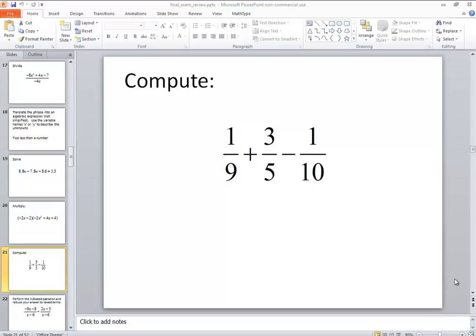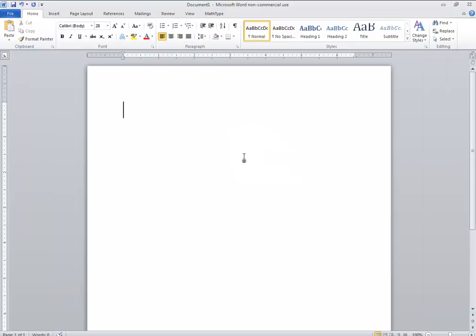Let's take a look at this problem. We want to compute this. We've got some adding and subtracting of fractions, so let's refresh our memory on that. Adding and subtracting fractions.